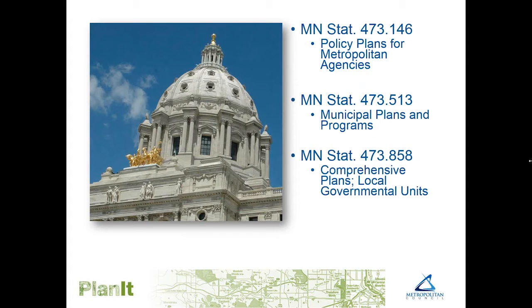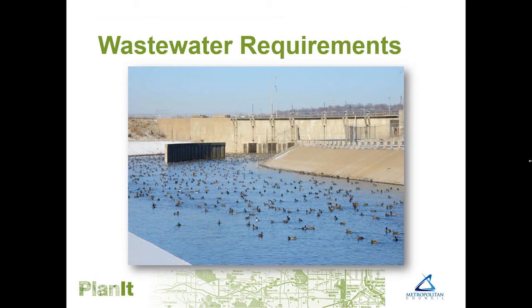In order to plan for and coordinate the provision of regional wastewater services within the 7-county metropolitan area, the Minnesota State Legislature passed Minnesota Statute Chapter 473, which includes numerous sections pertaining to the Council's responsibilities for regional wastewater planning, as well as local government responsibilities related to comprehensive planning.